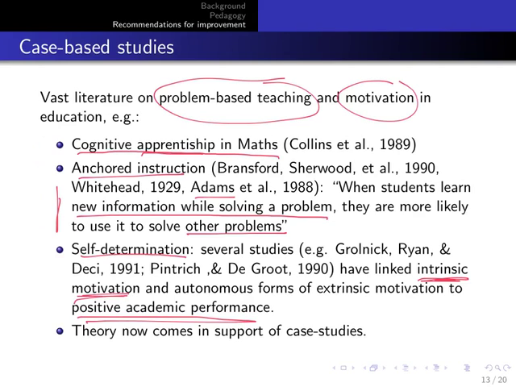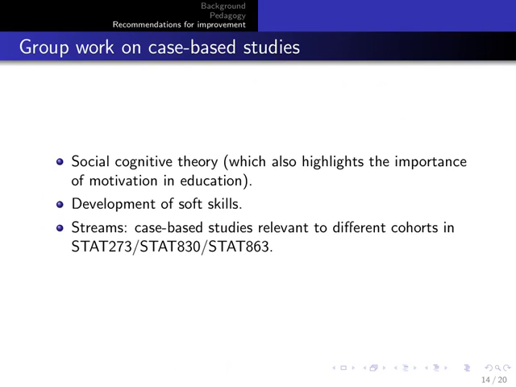So the content will now be delivered not based on theory, but based on case studies. And the theory will be in support of them. Case-based studies will not be used only to introduce the theory, but they will be used in group work as well. There are several reasons to do this, and again, there is a vast literature on that. For example, we can have a look at the social cognitive theory, which, by the way, highlights the importance of motivation in education. And with this, one of the goals is the development of soft skills.